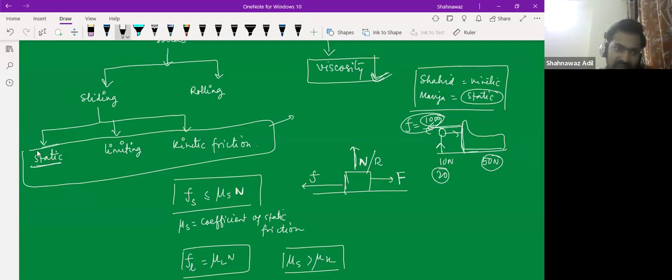So this static friction is adjustable. That is why you have this less than or equal to, right? It is changing depending upon the force that you apply. Until it reaches this 50 Newton, at which point the static force becomes maximum and is equal to the limiting friction. That is why this is adjustable. It adjusts depending upon the force that you are applying.